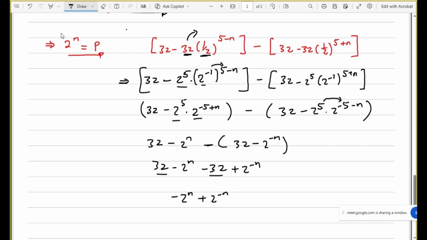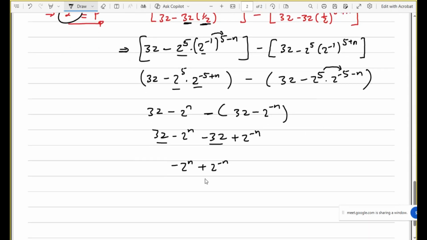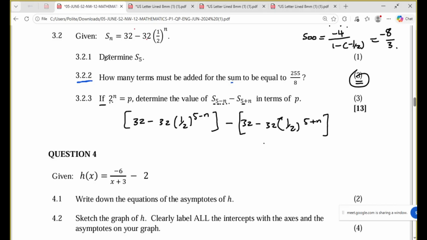So look at this. They said 2 to the n is p, and we need to write this in terms of p. So where there's 2 to the n, we put p, plus 2 to the power minus n, which is 1 over 2 to the n. So we also have to substitute that p. This is minus p plus 1 over p. Then that's the answer. Okay, so let's quickly jump into question 4 now. Let's go to question 4.